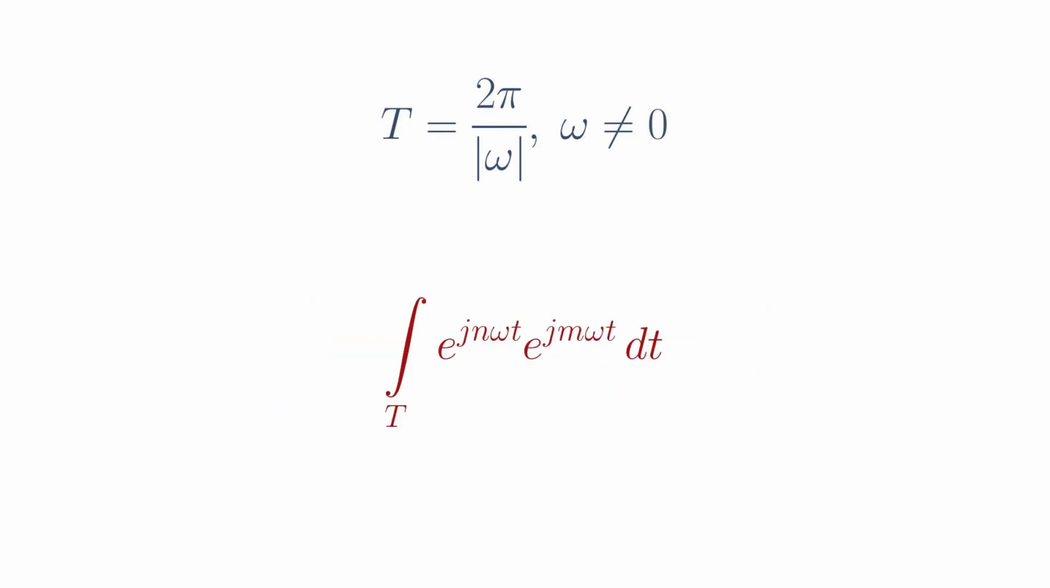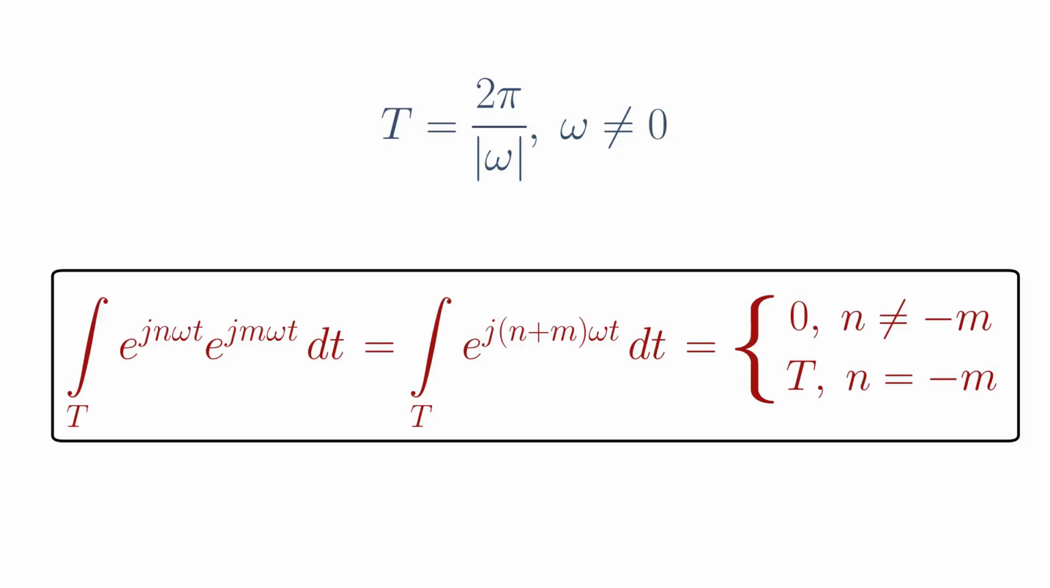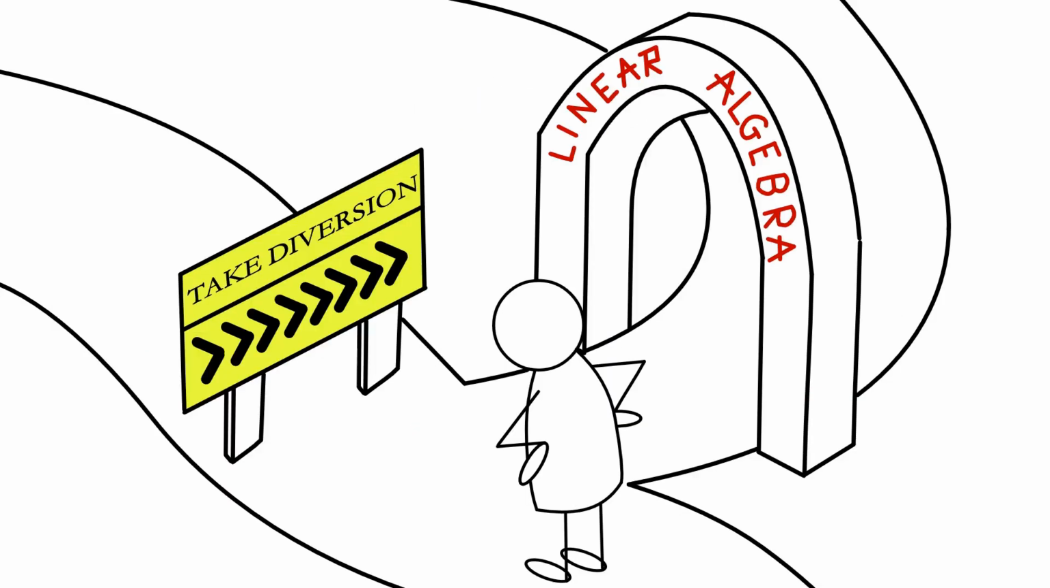Now, what can you say about integrating the product of harmonically related complex exponentials? Except when the two are complex conjugates, for all other values of n and m, we get 0. This is one crucial property of complex exponentials. No offense, but I don't see what the big deal is. Okay, let me explain.